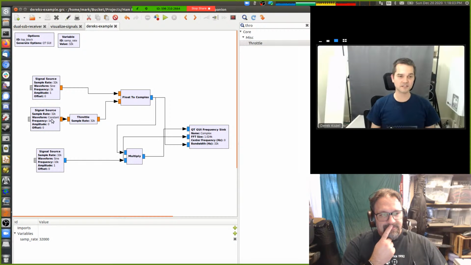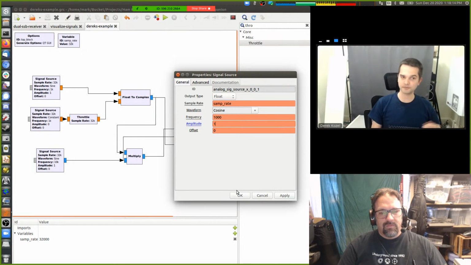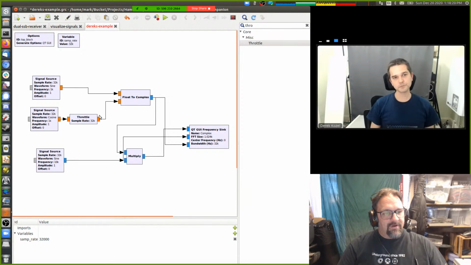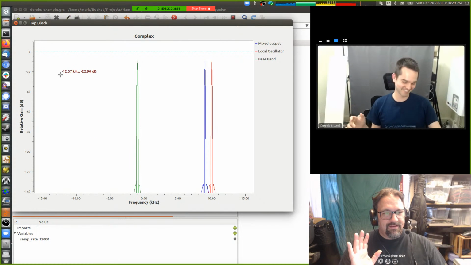So go into the constant signal source, change that to a cosine wave, and change the amplitude to 1. So equal to the other sine wave. So basically, this is a sine, this is a cosine. All right, so we're back to our thing. Anything else? Nope, that's it.